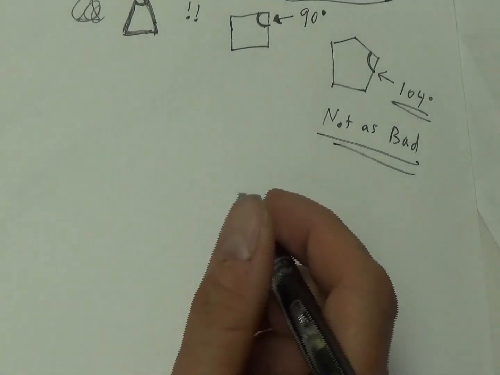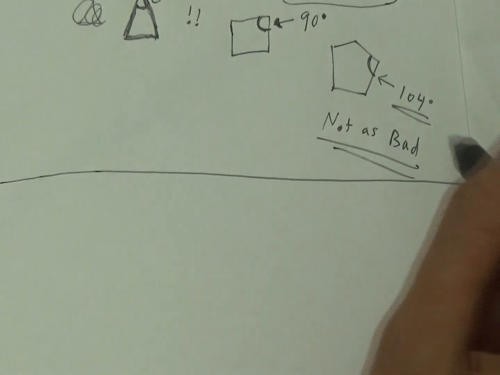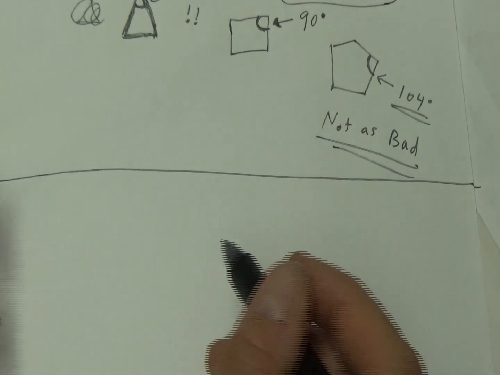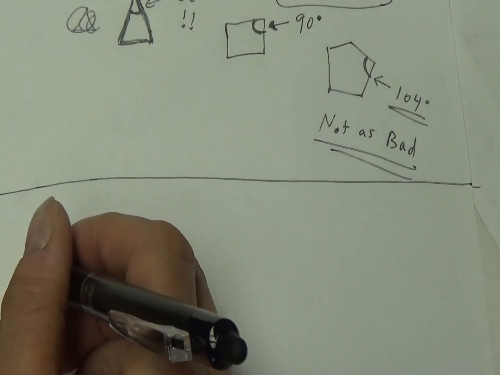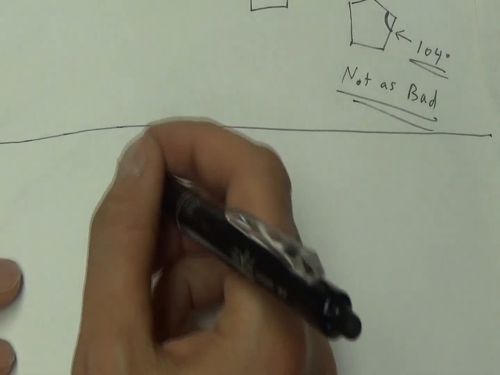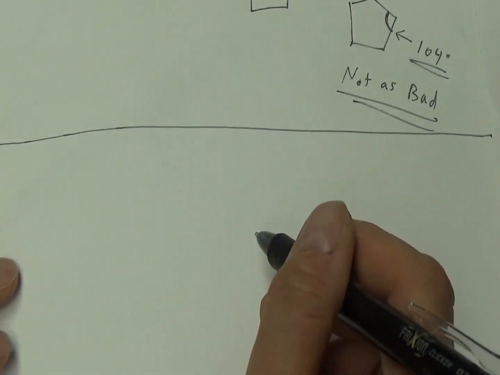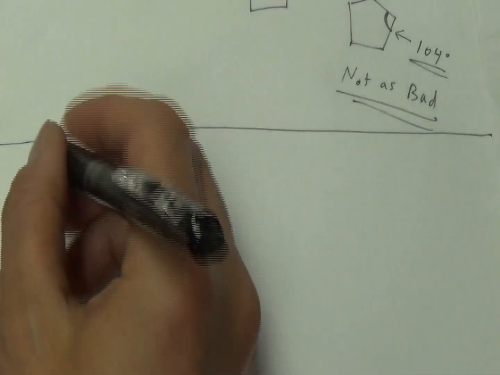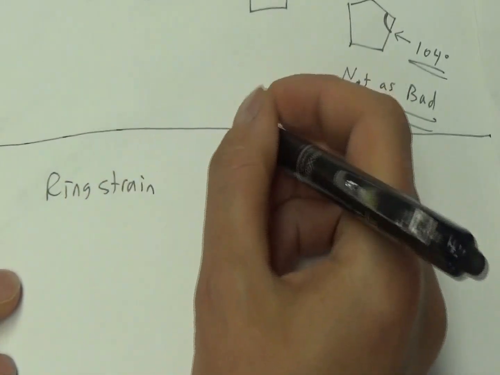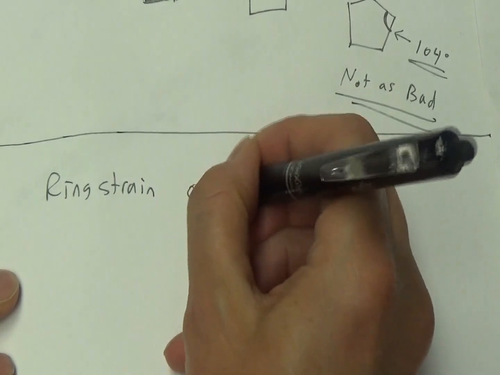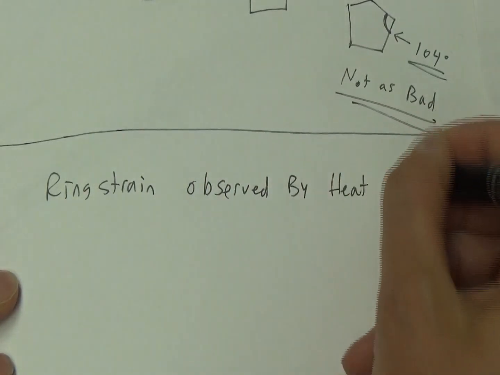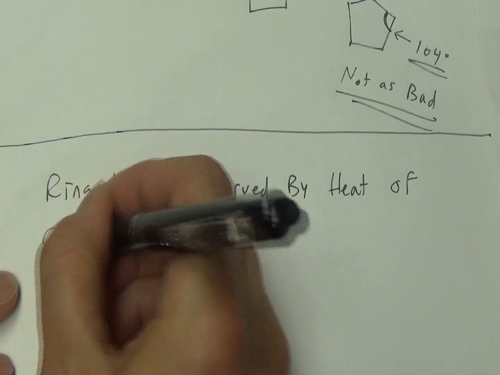All right, so we're going to do one last little thing here. We're going to quantify the concept of ring strain, and then we'll use that in a really cool calculation next time. But I just got to show this one thing. So ring strain is observed by heat of combustion.